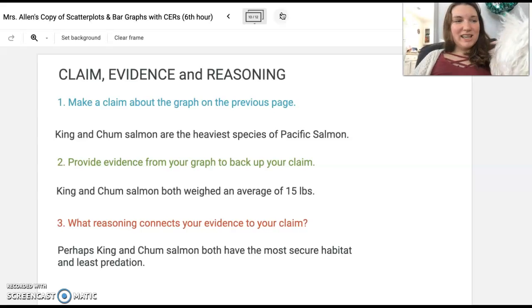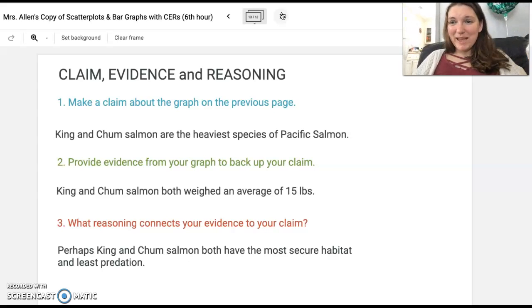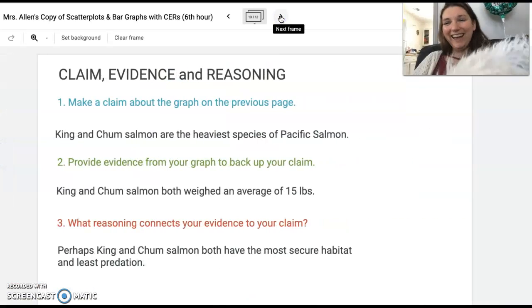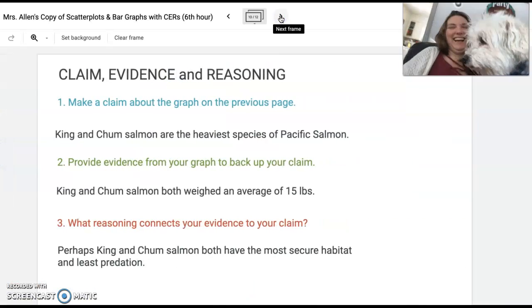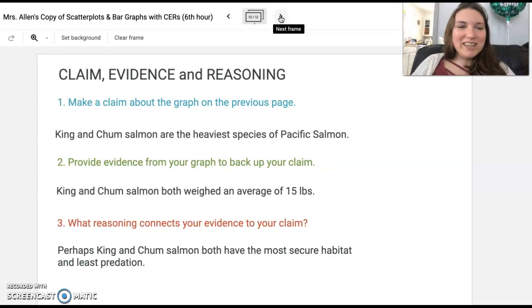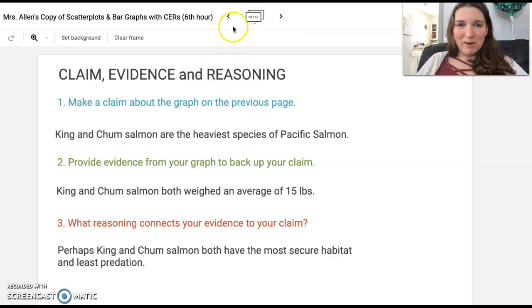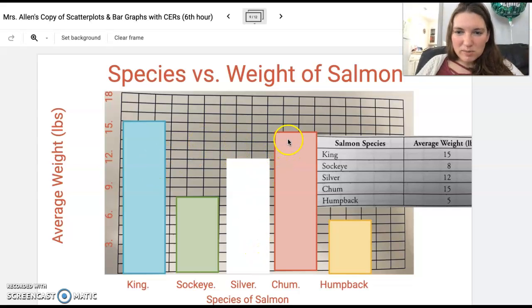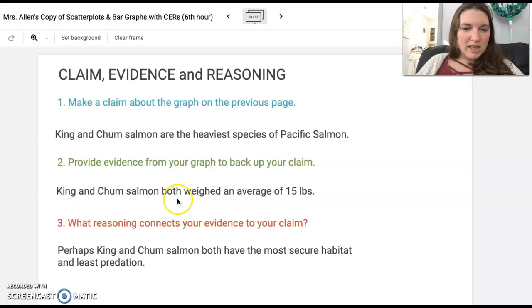A claim, evidence, and reasoning is looking at your graph and saying something about it, okay? And backing that up with what you can see in the graph. So the claim for this one is going to be, you're going to say something about that graph. So for this graph, I might say that king and chum salmon are the two largest or heaviest species, okay? And the evidence is going to be some numbers from your graph to back that up.